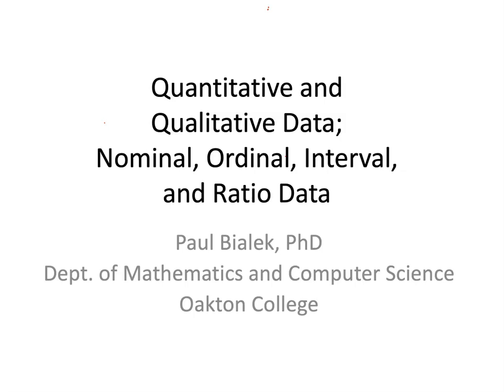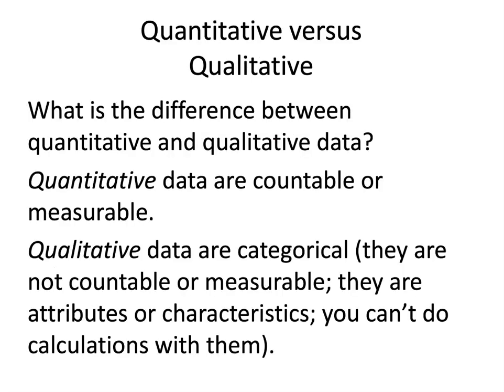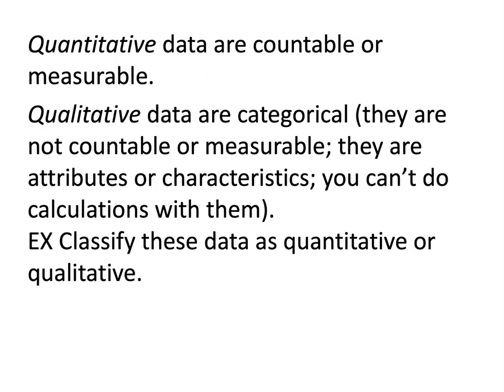Let's look at quantitative and qualitative data, nominal, ordinal, interval, and ratio data. What is the difference between quantitative and qualitative data? Quantitative data are countable or measurable. Qualitative data are categorical. That is, they're not countable or measurable. They're attributes or characteristics. You can't do calculations with them.